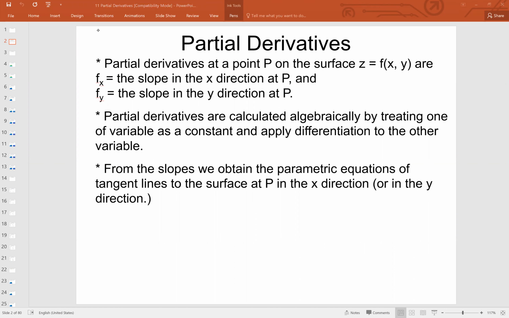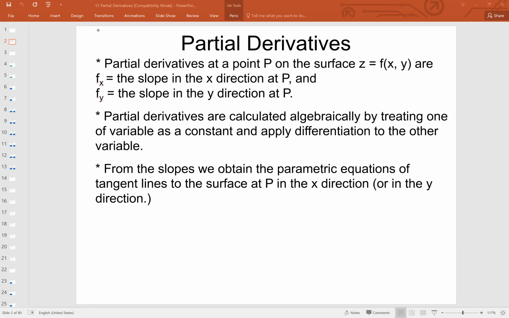Partial derivatives at a point on a surface are the slope in the x-axis directions or the y-axis directions. Imagine you're on a surface somewhere and you look in the x-axis direction. If you were to walk along the surface, what would be the slope at that point?